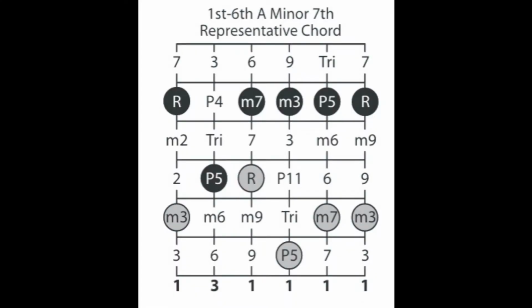The next diagram that you see, the top right of the page, is the representative chord. So of course, these notes are notes of the arpeggio, but are meant to be played all at the same time. That's your chord. Of course, the representative chord is going to have the same root note as the arpeggio. So that's called the first, sixth, A minor, seventh representative chord.